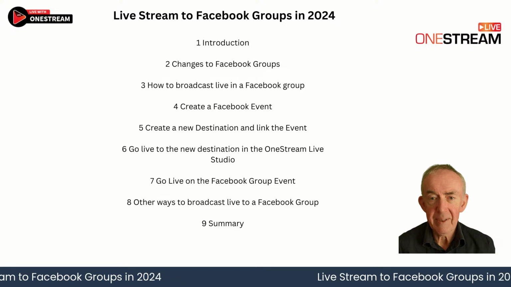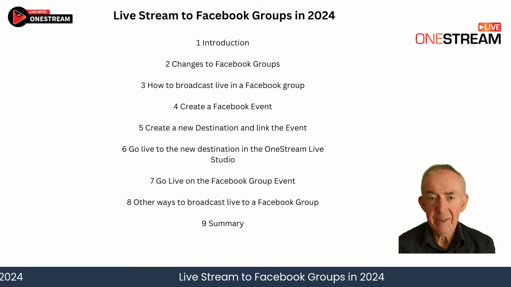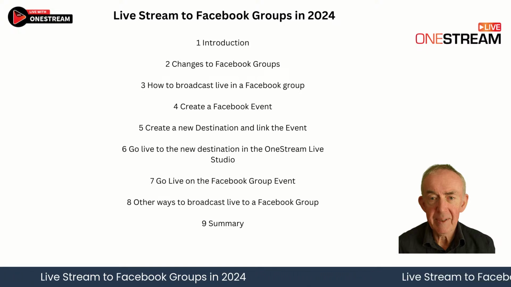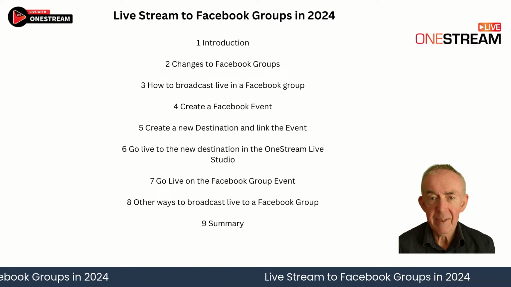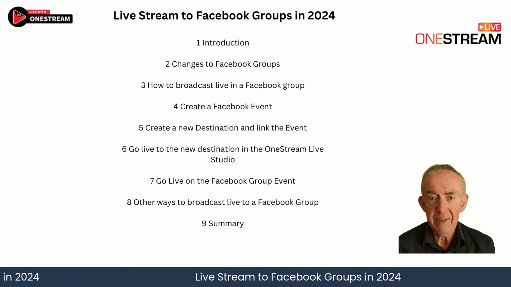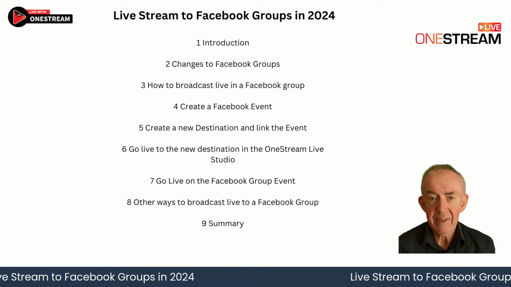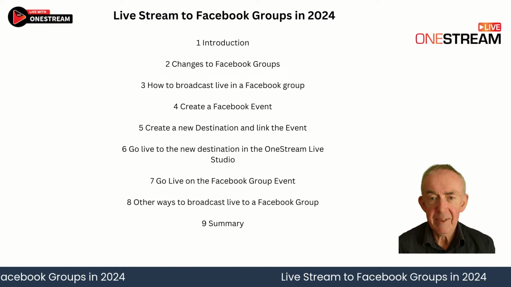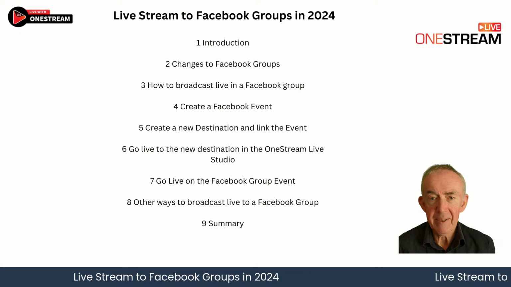So we're now going to look at number 3, which is how to broadcast live into a Facebook group. And there's various steps you've got to go through. Before we could just press one button. Now we have to create a Facebook event. I'm going to go through how to do that in a moment. We have to create a new destination and link the event within our OneStream Live setup. And then we've got to go live to the new destination using our OneStream Live Studio, and then go live on Facebook. So it's a multiple step process, but it is 1, 2, 3. I'm going to take you through it now.